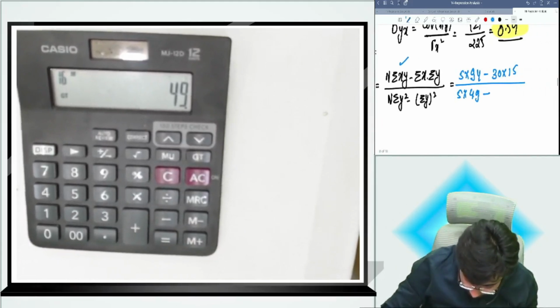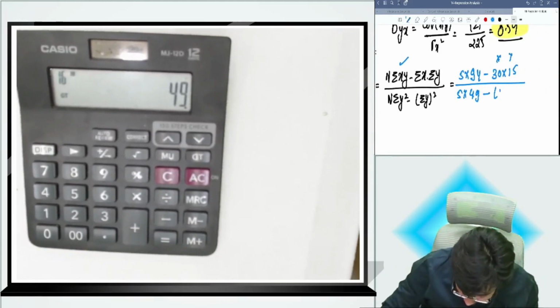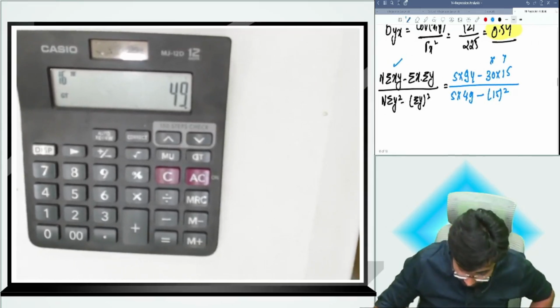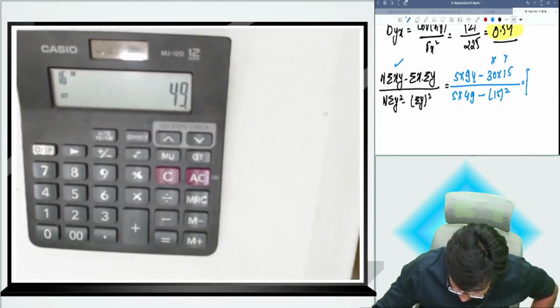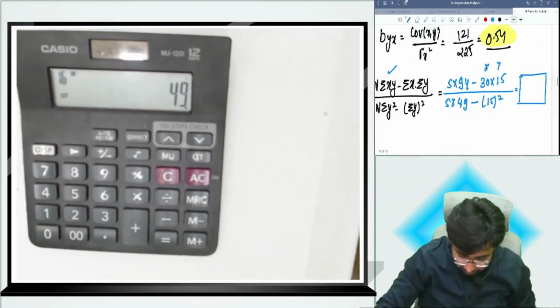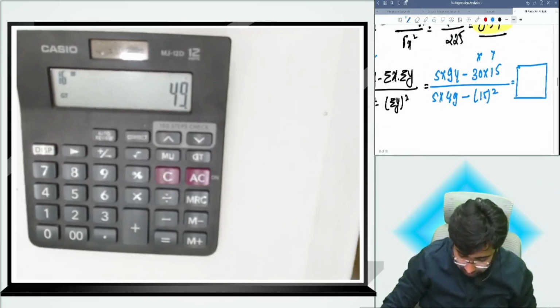Summation y whole square. This was summation x and this was summation y whole square. That is 15 whole square. Guys, done? Now guys, wait. We will write directly the final answer. Don't perform anything. We will solve this directly in the calculator. Now see how.